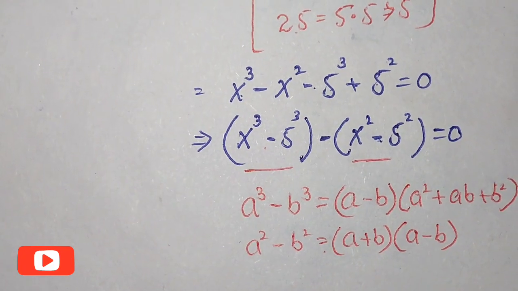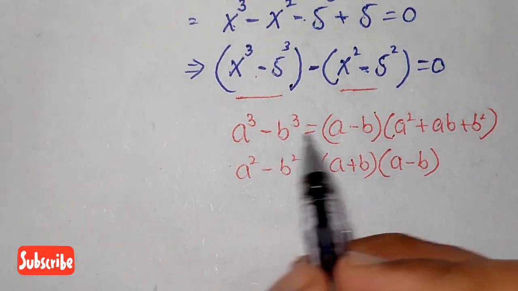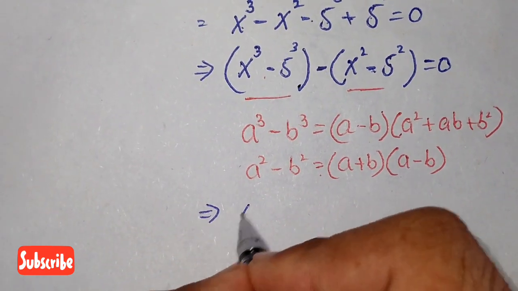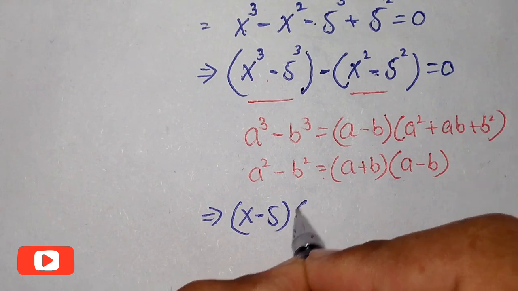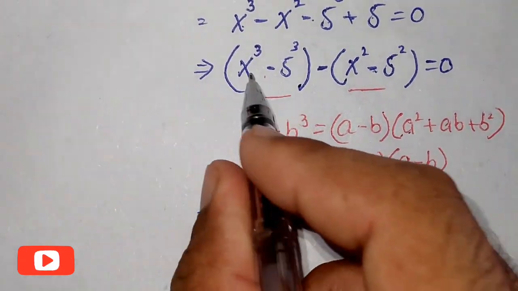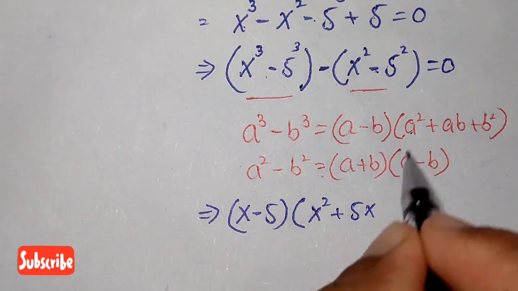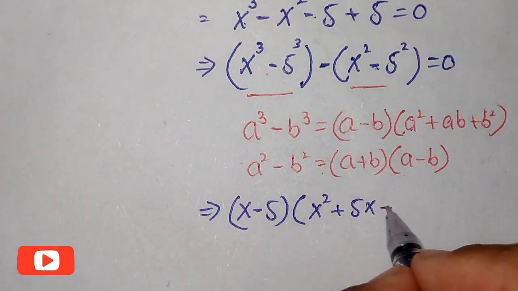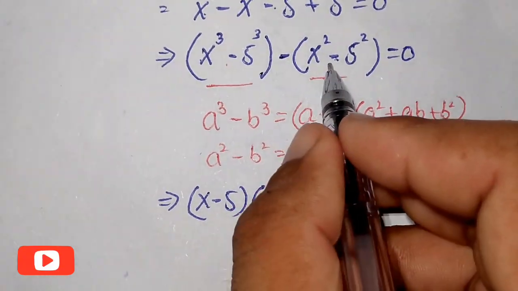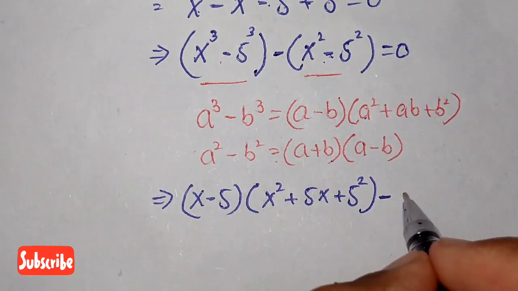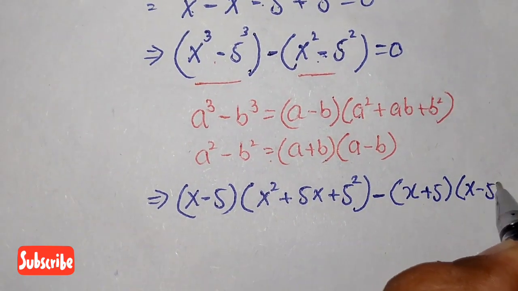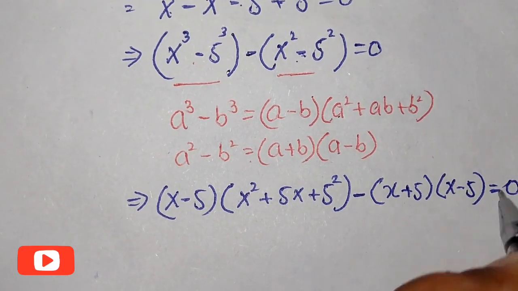So to apply this identity, here a minus b is equal to x minus 5. It implies x minus 5 bracket times a square plus ab plus b square. So a is equal to x, so x square plus ab, which will become 5x, plus b square, which is 5 square, bracket, minus. For this we have to use the identity a plus b and a minus b, so this will become x plus 5 times x minus 5, and this is equal to 0.